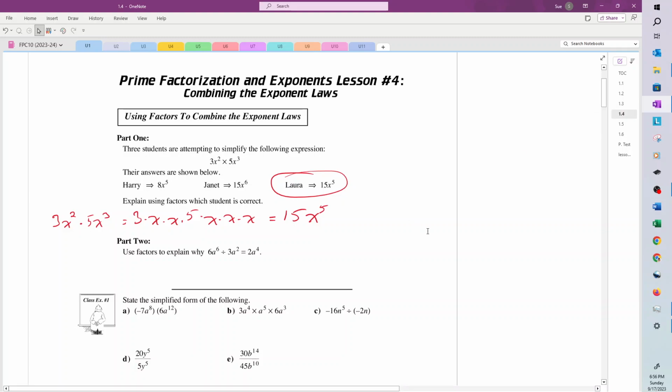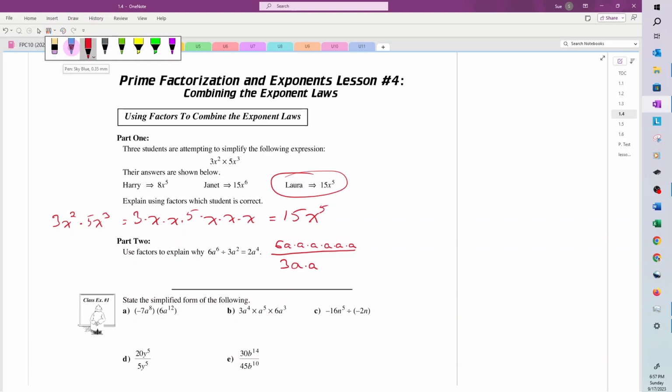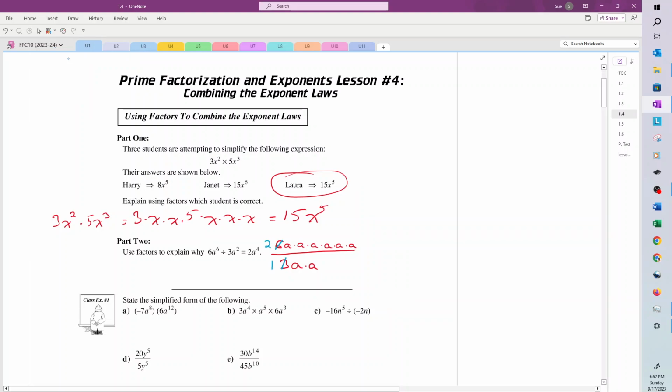Part 2, use factors to explain this division question. So if we write this out in expanded form, this would be in the numerator, we would have 6a times a times a times a times a times a, 6 a's, and we're going to divide it by, because remember that's what a fraction means, it's literally divide by 3a times a. And then we can do some simplifying or reducing here. 6 and 3 have a common factor of 3, so if I go 6 divided by 3, that's 2, and 3 divided by 3 is 1. And then 1a cancels 1a, 1a cancels 1a.